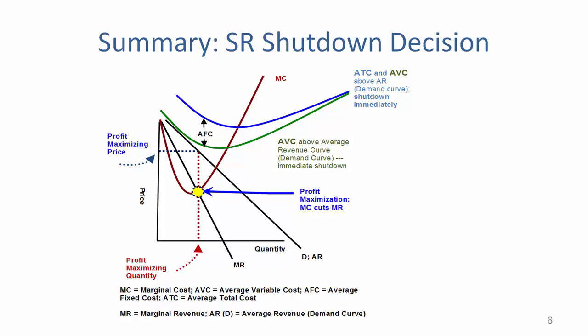Finally, number three, the immediate shutdown. Average variable cost in this case is above the average revenue curve or demand curve. In this case, the firm will shut down immediately since it cannot even cover its variable cost. This can be caused by a variety of factors, including a drop in the price level, something significant, an increase in cost, variable cost in particular, a shift in demand, or any combination of the three.